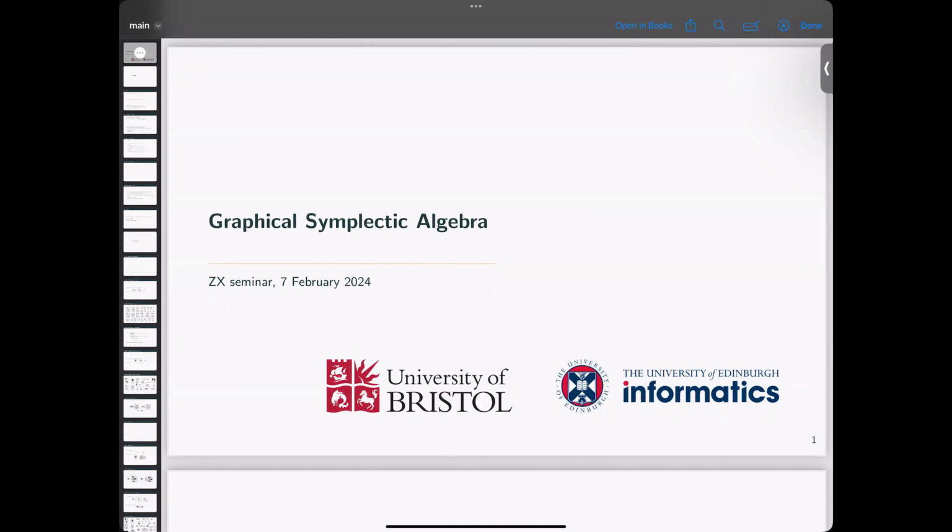Hi. Thanks for the quick introduction. Yeah, I'm going to be talking about graphical symplectic algebra. And I really didn't have much time to prepare for this talk, so my slides are a little bit scuffed. I've already noticed that at some point I recompiled and we lost the authors of the paper. Please bear with me. Hopefully it will go smoothly enough.